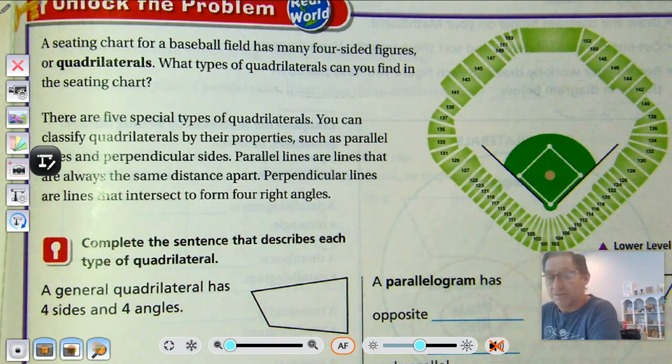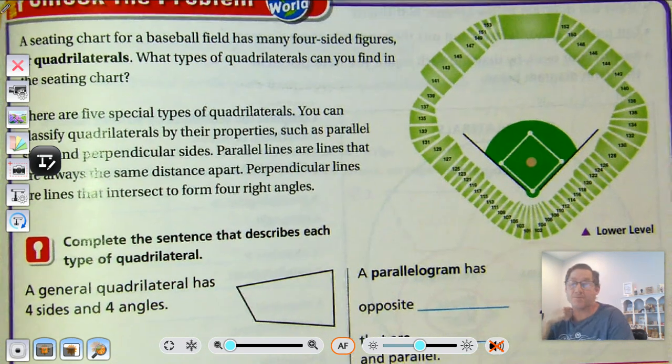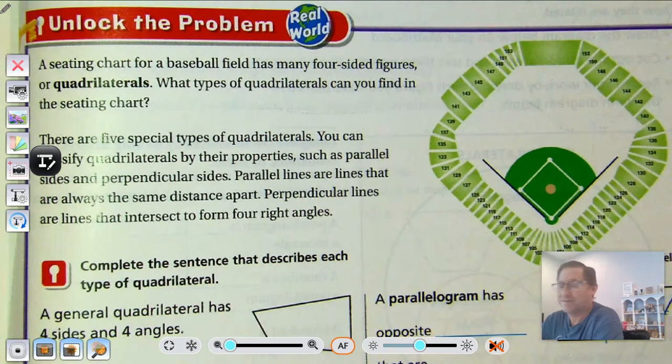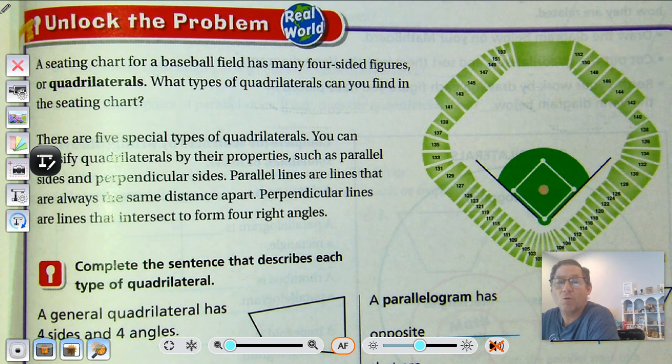So let's look at the unlock the problem. We are on page 473 of the fifth grade Go Math textbook. A seating chart for a baseball field has many four-sided figures, or quadrilaterals. What type of quadrilaterals can you find in the seating chart?